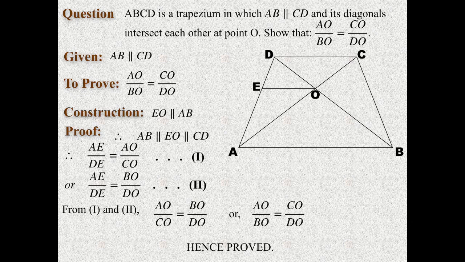Now this question can also be proved without any construction and without using basic proportionality theorem. This can be proved by using AA similarity in triangle AOB and triangle COD, so that if triangles are similar, then their corresponding sides are proportional. One more question based on this.